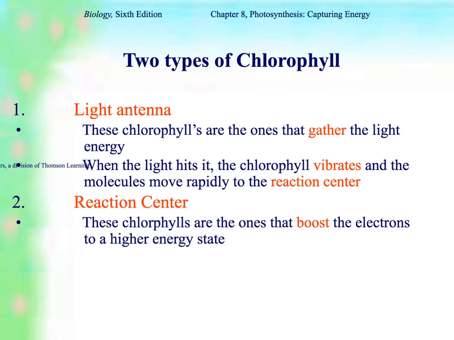So there are two categories of chlorophyll, the light antenna chlorophylls and then the chlorophylls associated with the reaction center. The light antenna chlorophylls are the ones that are actually going to gather the light energy. When the light hits that chlorophyll, the chlorophyll is going to vibrate, and that energy is going to move rapidly to the reaction center. In the reaction center, these chlorophylls are the ones that are going to boost the electrons to a higher energy state.